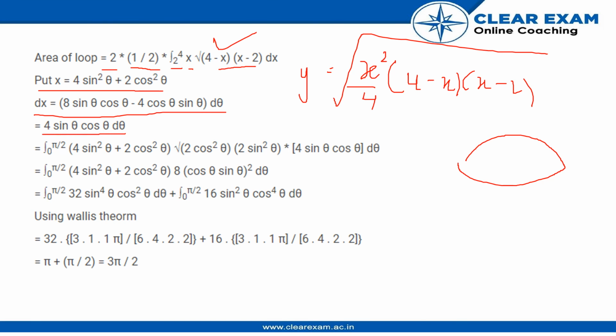Then I put in the values in the integration and solve the complete integration. Over here, as you can see, the x value is put, the (4 minus x) and (x minus 2) is formed, and this is what we get as dx. Once we solve it, we use Wallis theorem over here, and we get the value to be 3 pi by 2. Thank you.